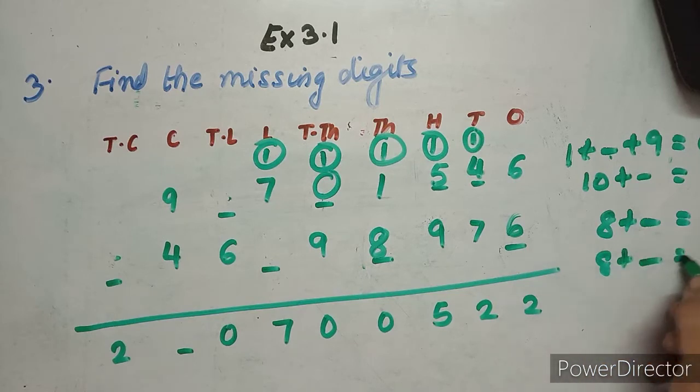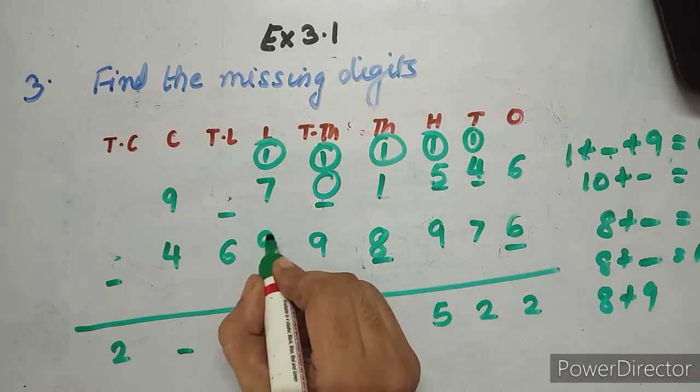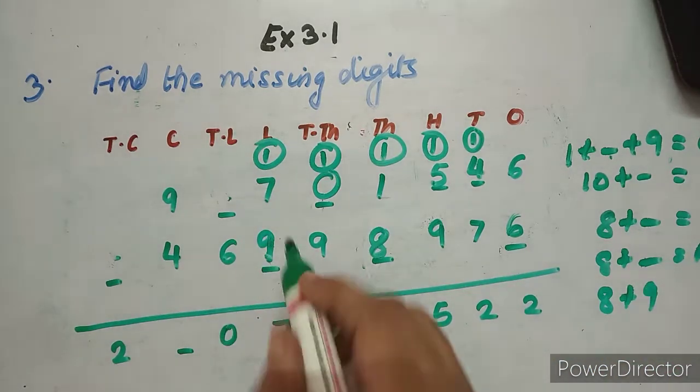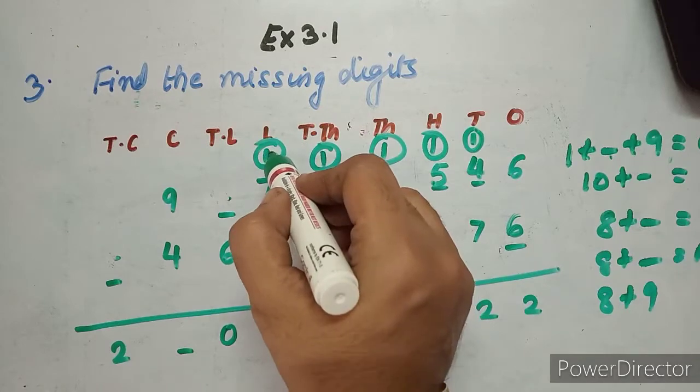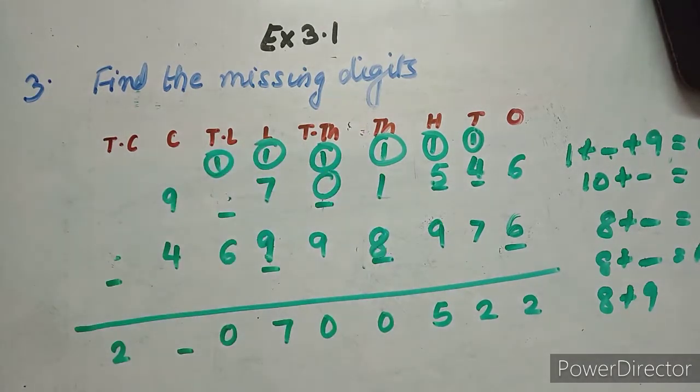8 plus dash is equal to 17. That means 8 plus 9. So here you will get 9. 9 plus 1 is 10, 10 plus is 17. So here again 1 carry. Here you need to get 0.